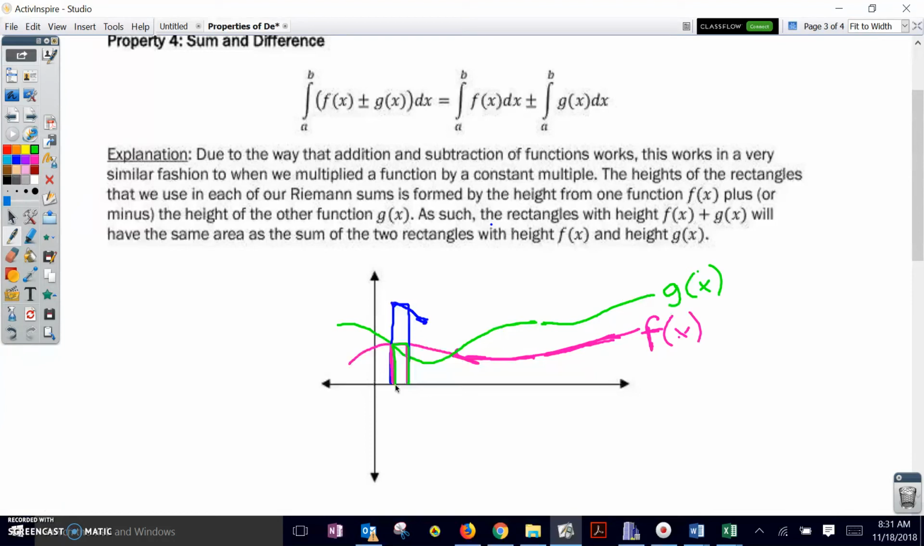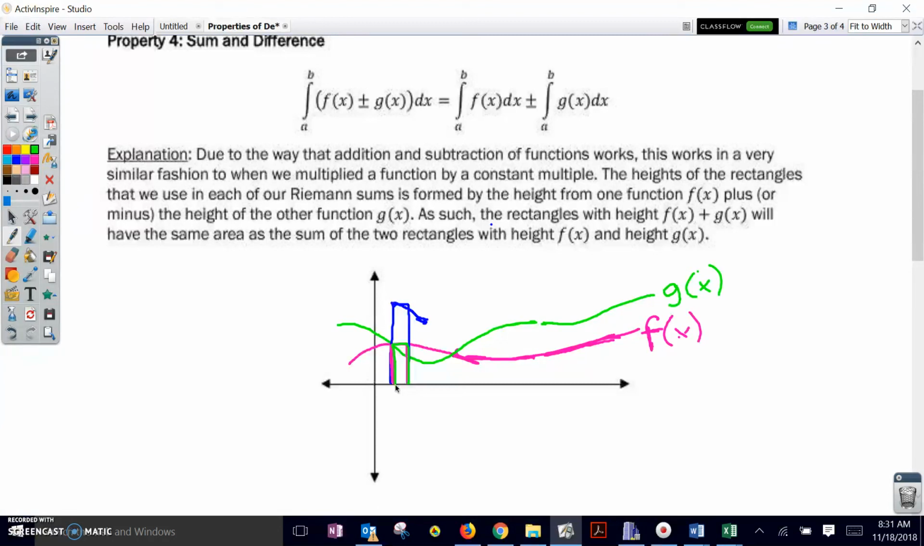And so I can split the integral from a to b of f of x plus g of x into the integral from a to b of f of x plus the integral from a to b of g of x, and just add their individual areas together, because when I add functions, all I'm doing is adding their individual values at their respective points.